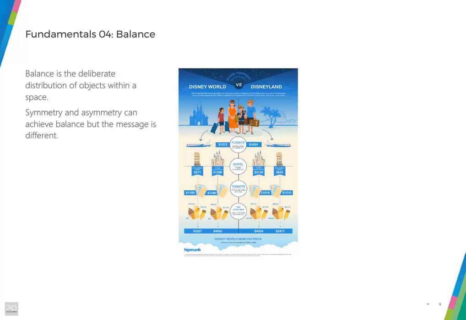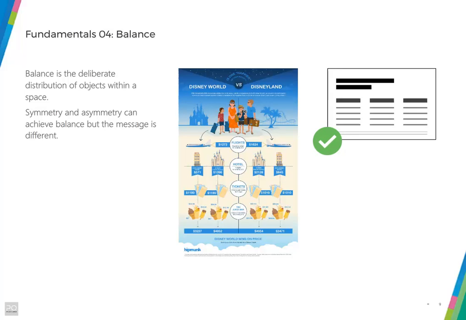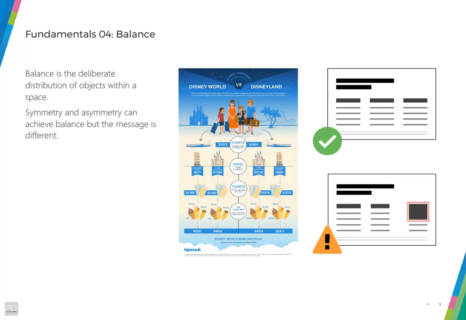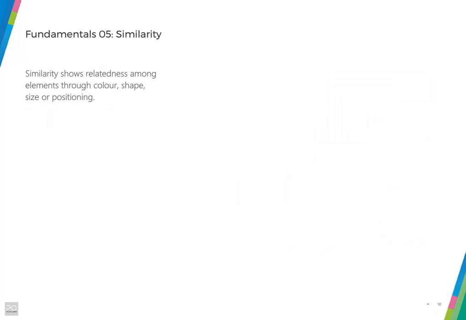This poster uses symmetry and balance to compare Disney World and Disneyland. It's easy to see at a glance how the two differ. A balanced layout creates focus and unity, with symmetry conveying order and professionalism. A deliberately unbalanced layout can be used to draw attention to a key message, like the square on the right.